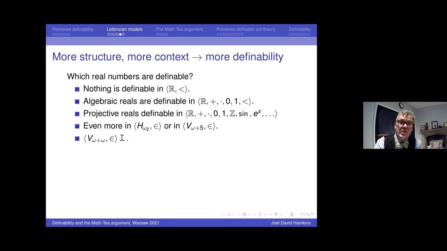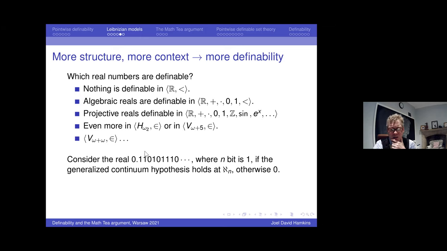Okay, and so on. So one might look at, say, the real number 0.110..., whatever it is, where the pattern follows exactly the GCH pattern at the Aleph n. So we let the nth bit be one if the generalized continuum hypothesis holds at Aleph sub n. You know, it may or may not hold, right? So you have to look up high in the set theoretic universe to find out what the nth bit is. But this is, in a sense, a definable real number. In fact, it's definable in this structure here. This is one of the definable reals that really uses the full height of this structure, because in order to know about the Aleph n's, you have to get quite high.